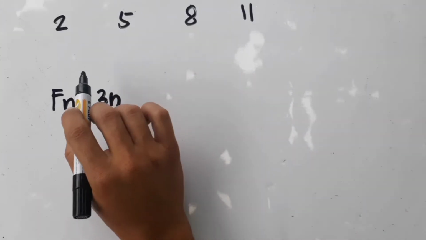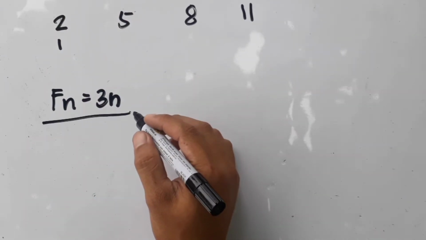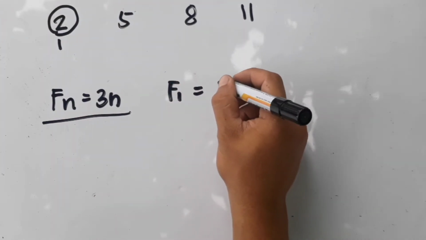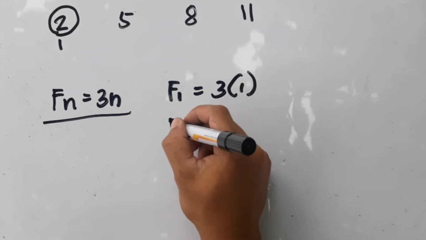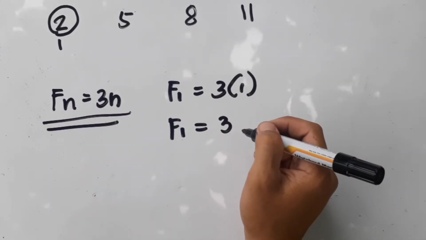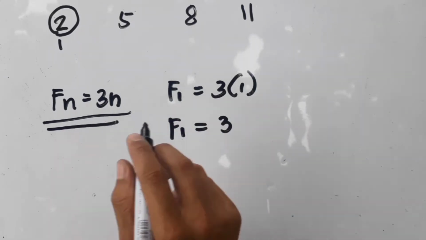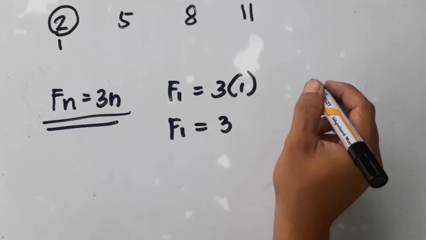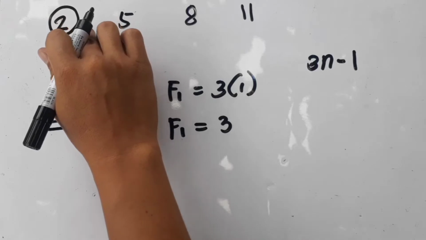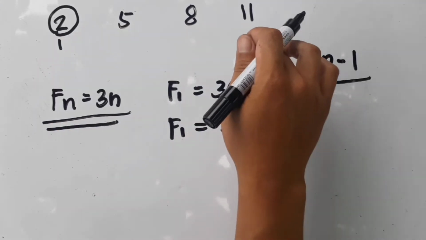Now we will try to check the value of the first term using this formula, and let us find out if we can get 2. So we have f sub 1 equals 3 times 1. So our first term using this formula is 3. Since we have the value of 3 using 3n, we have to subtract 1 from 3n to make it 2. So we have 3n minus 1 as a rule for this sequence.